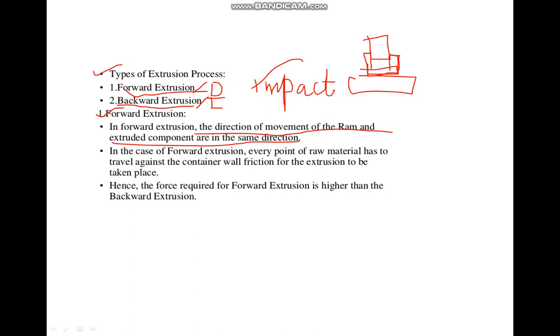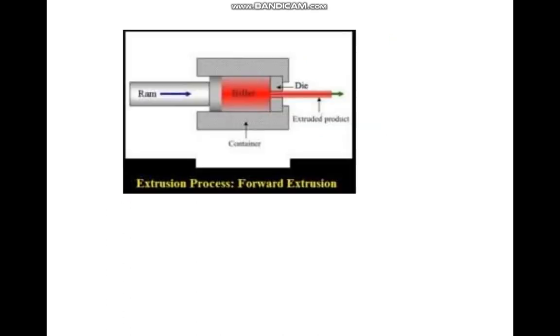In the case of forward extrusion, every point of raw material has to travel against the container mold friction for the extrusion to be taken place. And the force required is higher than the backward extrusion. So this is the block diagram of the forward extrusion process. It consists of ram, container, die opening and this billet.